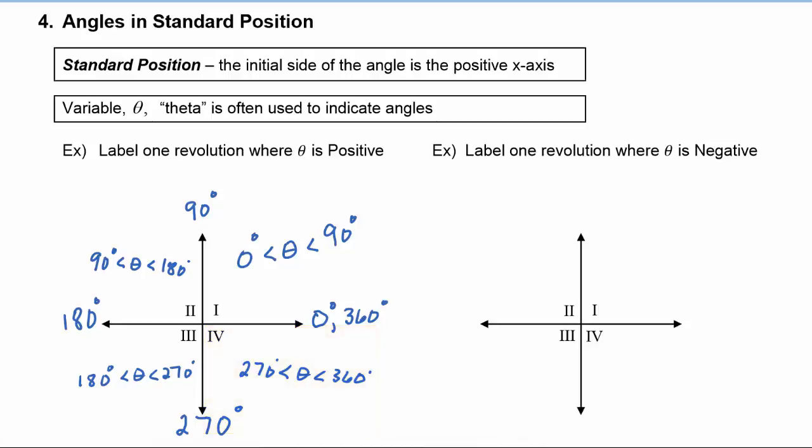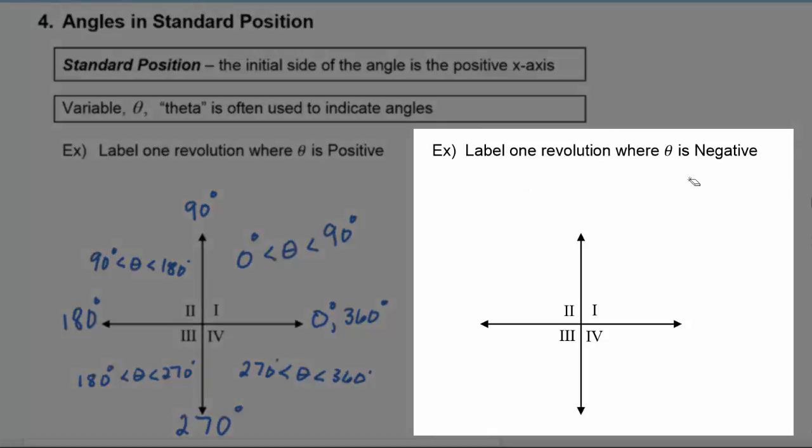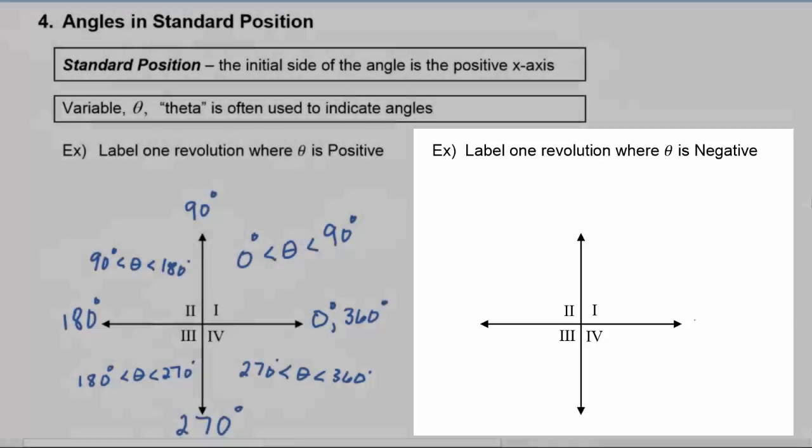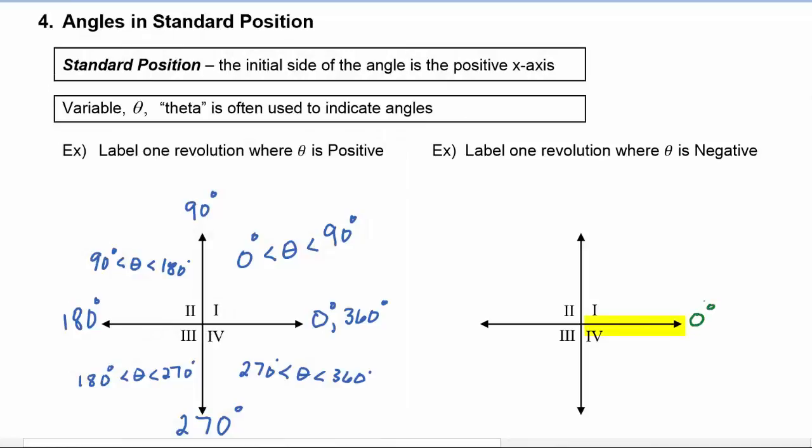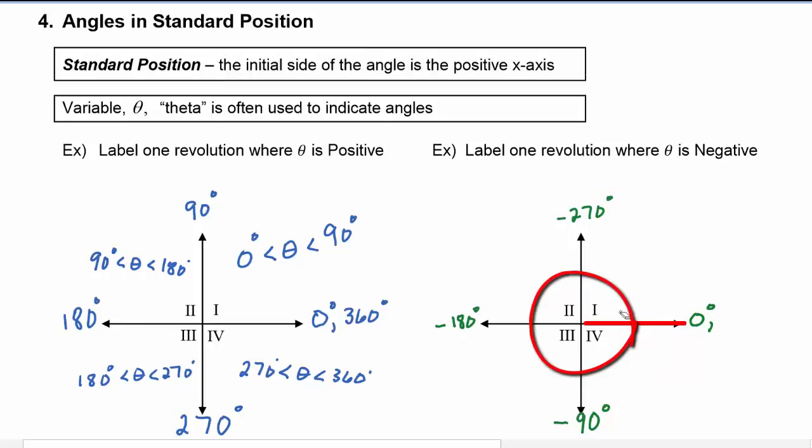Now in trigonometry, angles can also be negative, so we're going to now label one revolution where theta is negative. All angles still begin at the positive x-axis, but going in the negative direction now, we would have negative 90 degrees. Going around here, this would be negative 180 degrees. Coming to the positive y-axis would be negative 270 degrees. Then coming full circle will be negative 360 degrees.